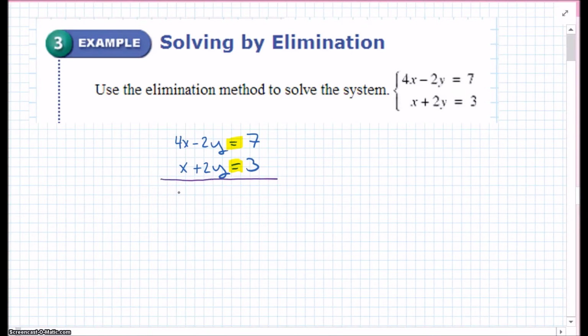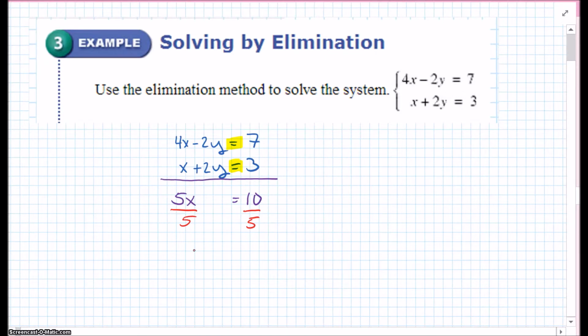Well, the y's are going to cancel, so it's going to be 5x is equal to 10 because negative 2y plus 2y is 0. So now I got an easy equation, 5x is equal to 10, so I eliminated one of my equations, or one of my variables.